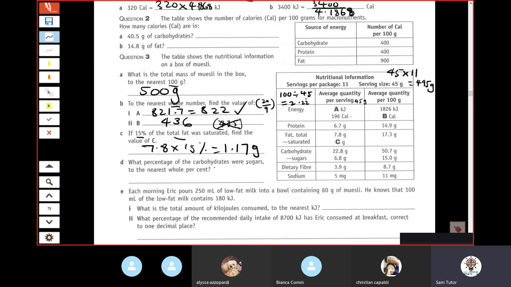Well, again, that's easy. Sugar over carbs, to the nearest whole percent. So to the nearest whole percent, anyone can tell me the answer to this? It'll be 30% if you round it up. Correct.